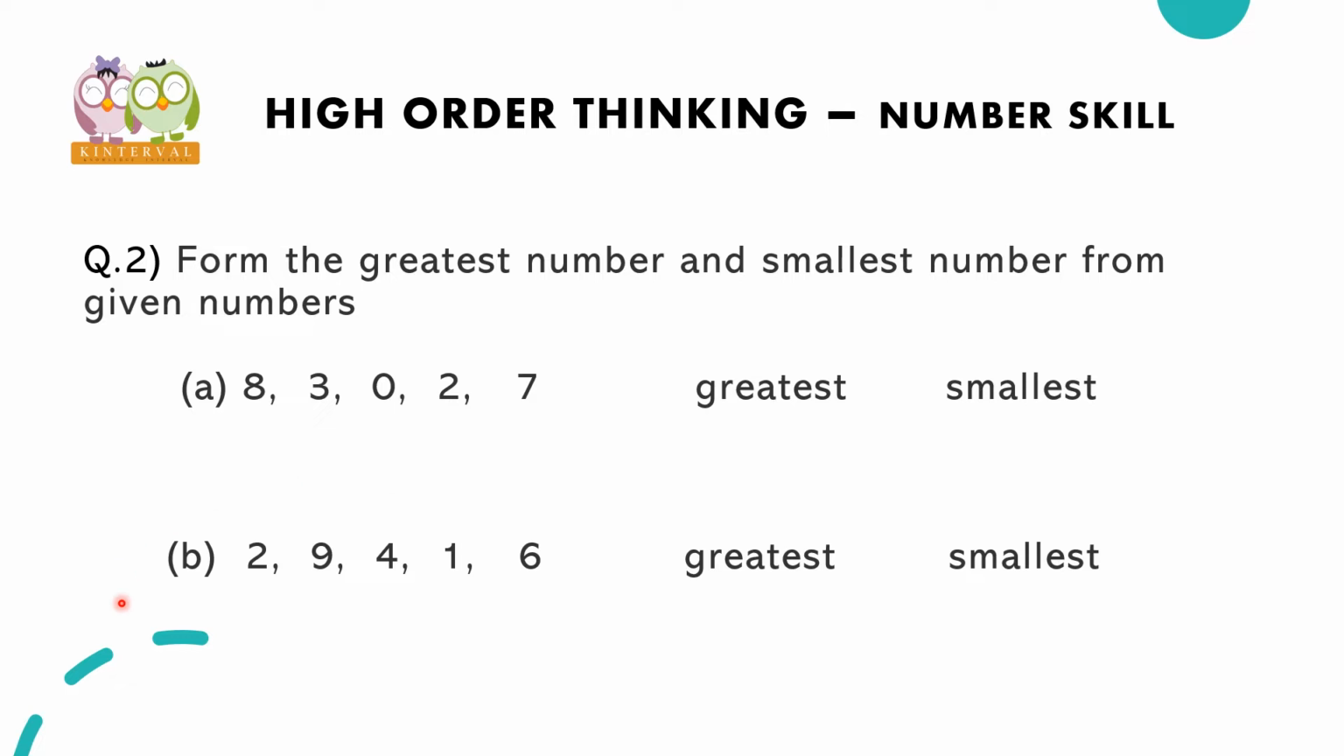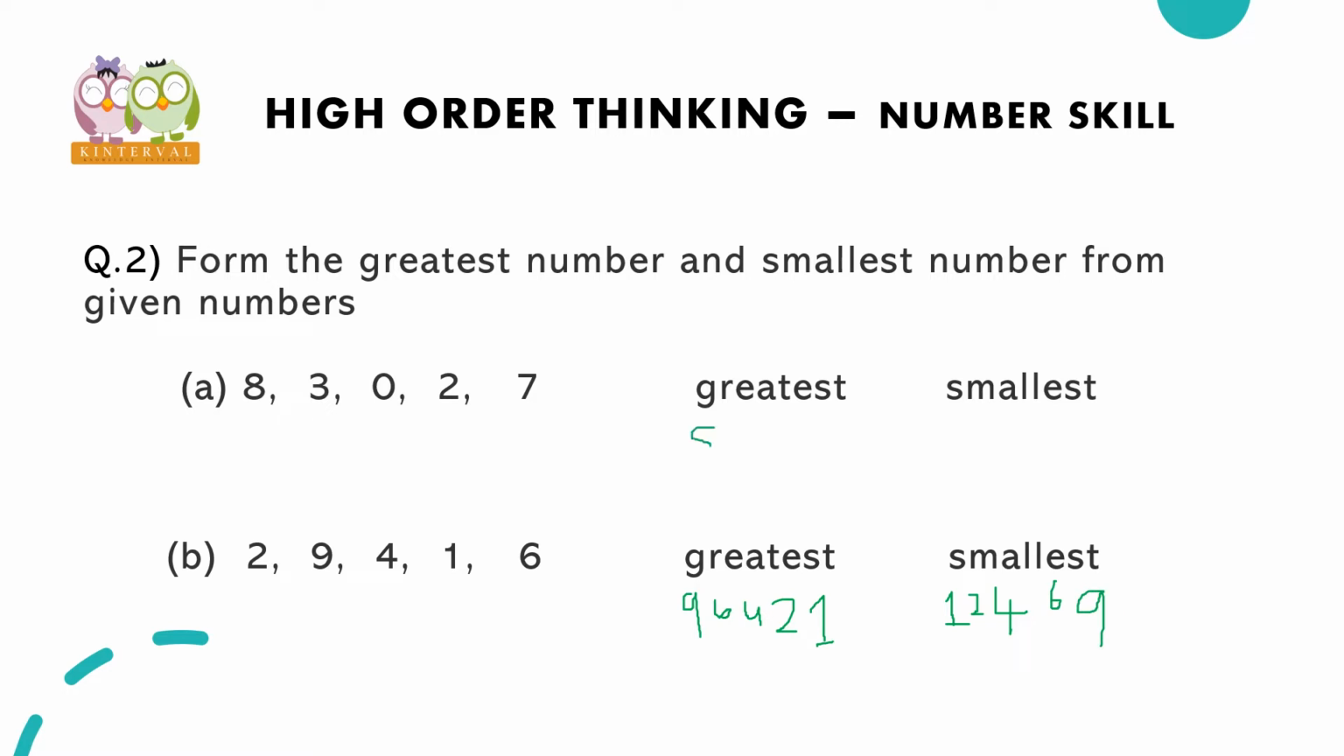We'll start with B first. To make the greatest number, the highest value is 9, then 6, then 4, then 2 and then 1. From the highest value to the smallest value, it's descending order. It gives you the greatest number. And we'll go for the reverse. In the smallest number, we'll write 1, then 2, then 4, then 6 and 9. Easy? Now we'll go for A.